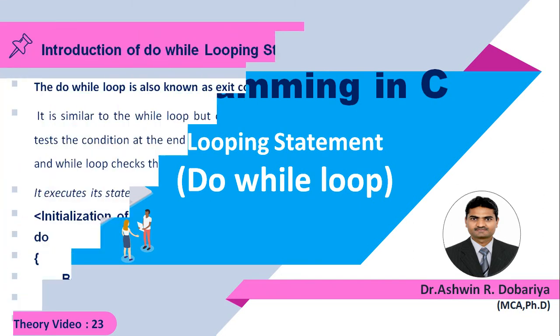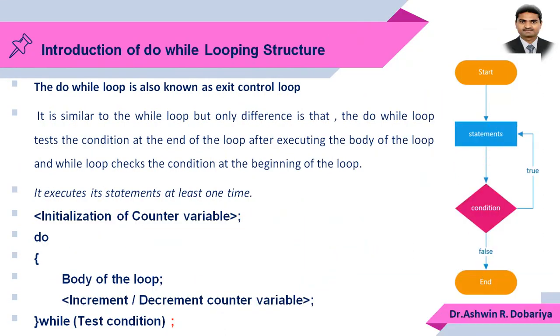Now let's start with the concept of do while loop. The do while loop is also known as an exit control loop. We have already discussed the concept of entry control loop and exit control loop in our previous video. If you have not seen that video, please view it first for the for loop and while loop. And again I will repeat the same concept in short.